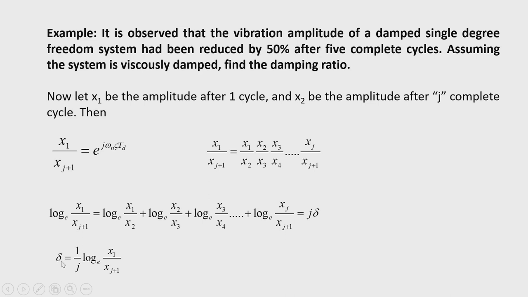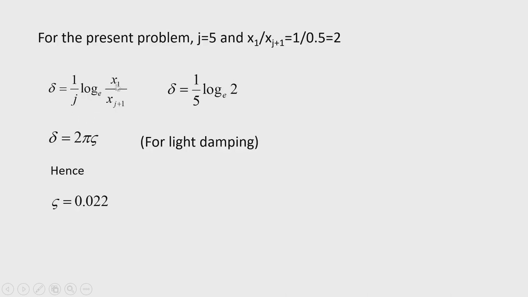Now, we get delta, that is the logarithmic decrement, equal to 1 by j log x 1 by x j plus 1, because we know only these two peaks x 1 and x j plus 1; the intermediate peaks are not recorded. So, for the present problem we have j equal to 5 and x 1 by x j plus 1 is 2, that is a 50% reduction. So, delta becomes 1 by 5 log base e of 2. After putting in the numerical value, the damping ratio xi becomes 0.022. So, this is the concept of logarithmic decrement, which can be applied in the practical field to measure damping from experimental or recorded data.